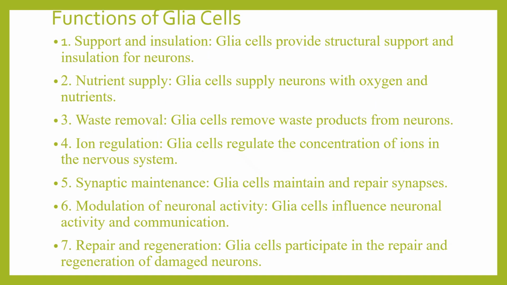Let's see the functions of the glial cell. First one, support and insulation. Glial cells provide structural support and insulation for neurons. Nutrient supply. Glial cells supply neurons with oxygen and nutrients. Waste removal. Glial cells remove waste products from neurons. And ion regulation. Glial cells regulate the concentration of ions in the nervous system. And synaptic maintenance. Glial cells maintain and repair synapses.